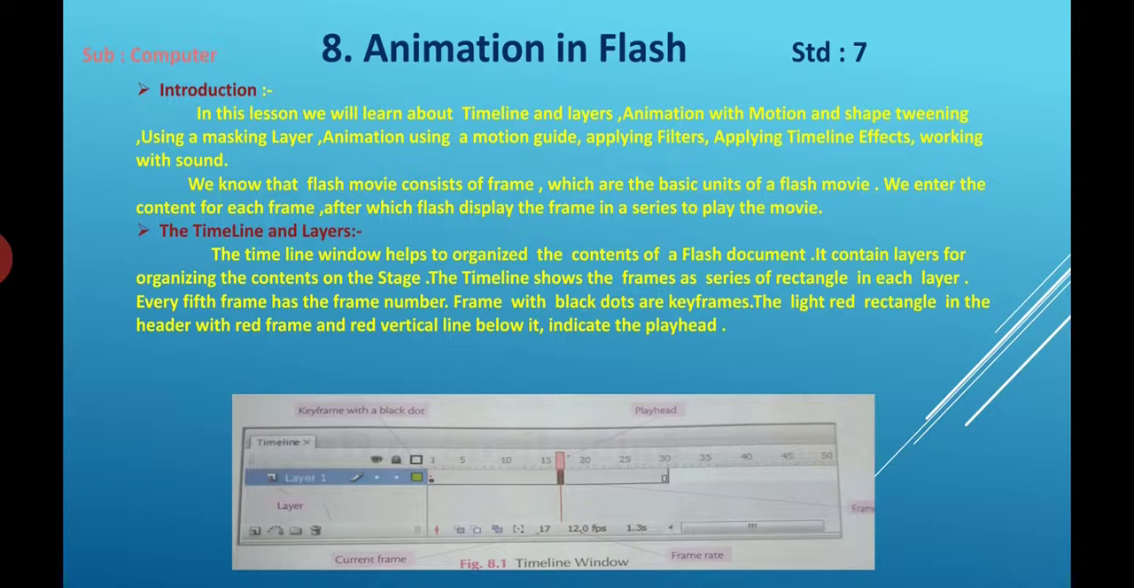The frame rate shows the number of frames per second your animation will play. Here, given the figure, it shows the options: keyframe with black dot, playhead, frame rate and current frame.